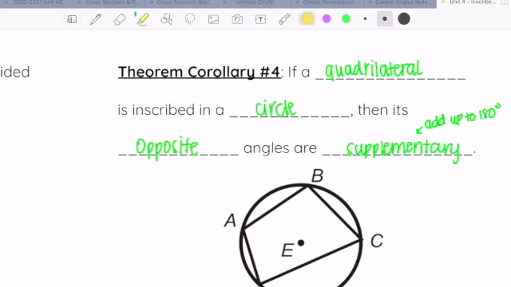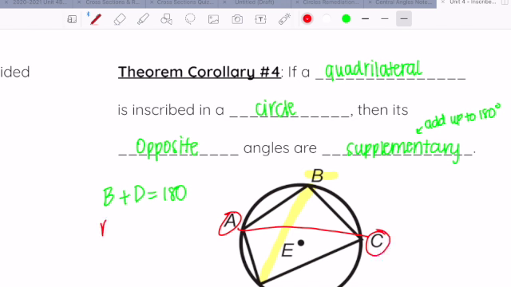So B and D are angles that are directly across from each other. I like to draw straight lines between my angles that are across from each other. So B and D are supplementary. That means I can take angle B, add it to angle D, set it equal to 180, and their measures should combine to give me 180. Same for angle A and angle C. A plus C should give me 180. If not, and they are across from each other, probably have done something wrong.